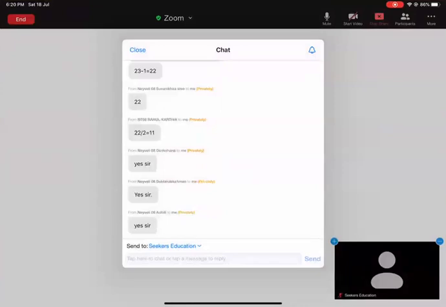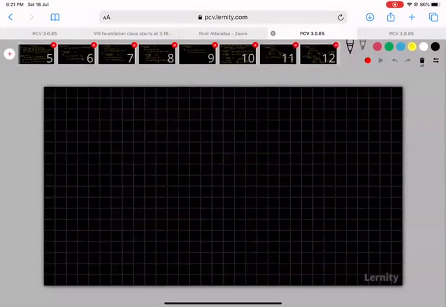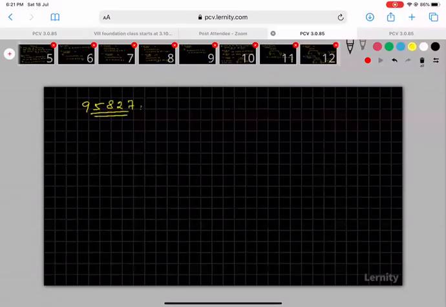Okay. Now you see here the problem I am taking. Suppose I am taking the problem 95827. Okay, this is the problem I am taking here. So problem number 1 is given. Problem number A is 346929. This is problem number A. This is problem number B.